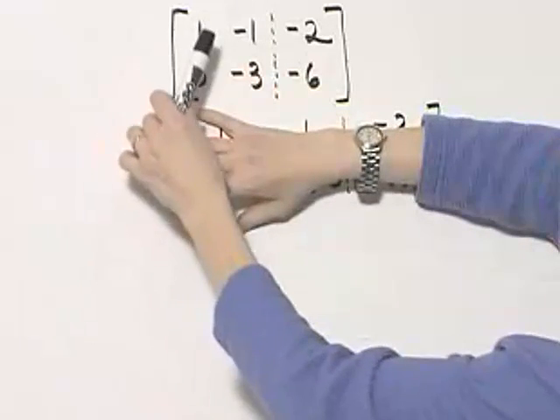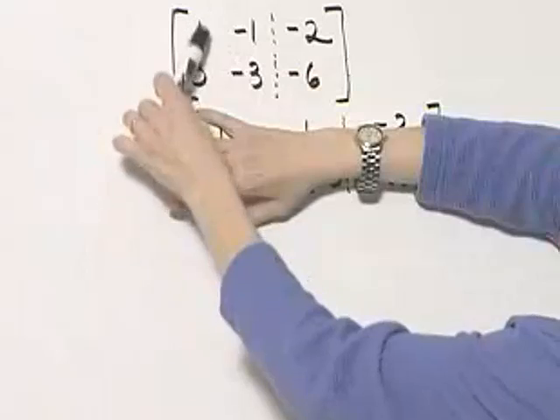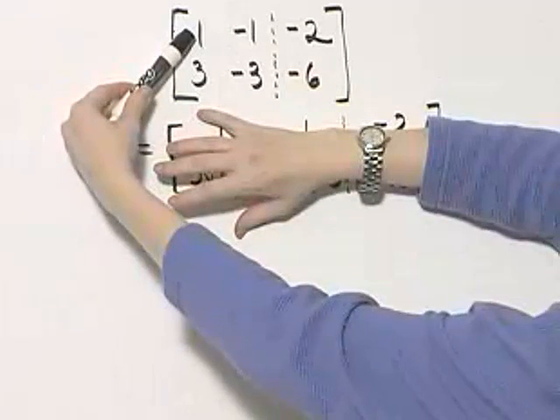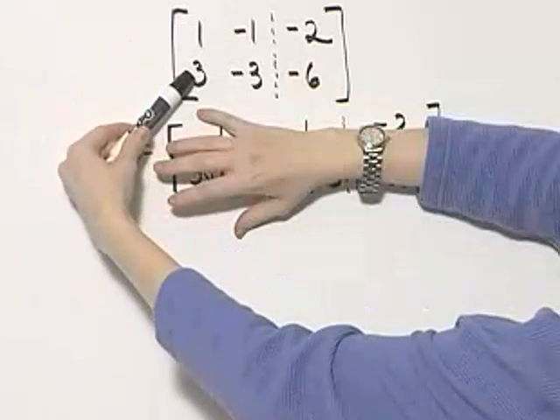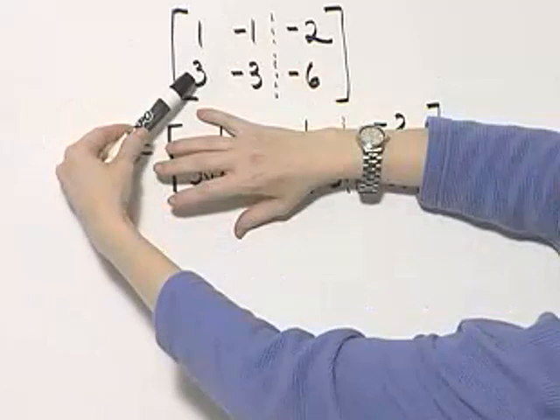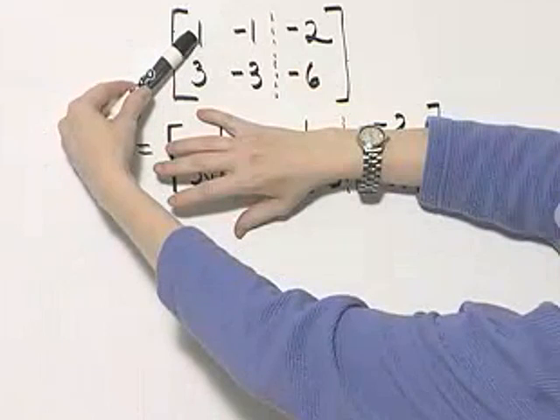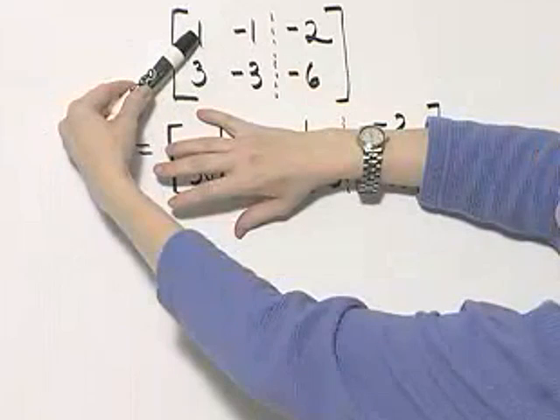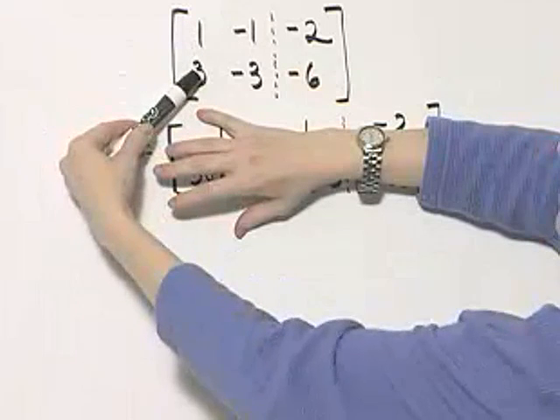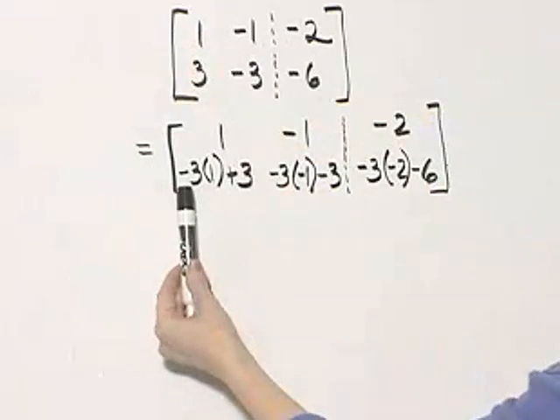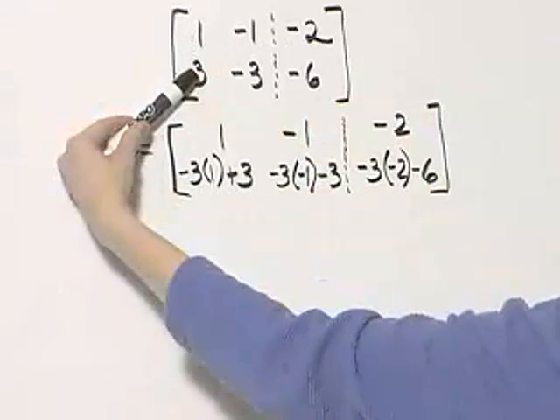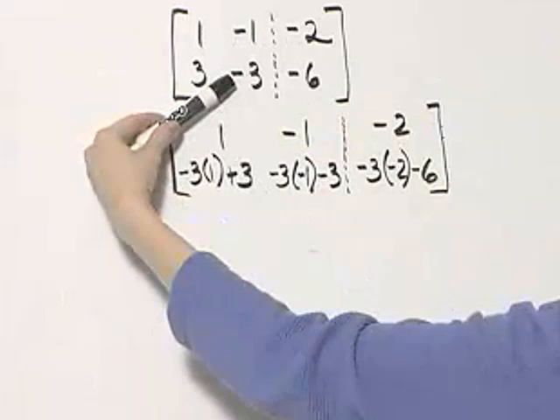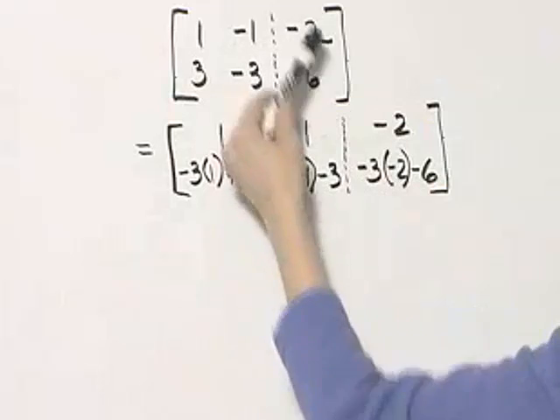Remember, to solve, we want ones along the main diagonal and zeros below the main diagonal. So I'll start by making sure this is a 1, which it is, and now I'll concentrate on making this a 0. To make this a 0, I'll multiply this by -3, and I'll add it to this element. So -3 times this element plus this element, and I'll do that throughout. Here's -3 times this plus this. Do the same thing, -3 times this plus this, and then -3 times this plus this.